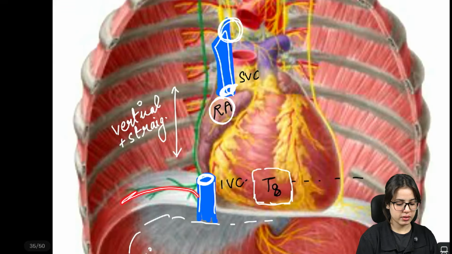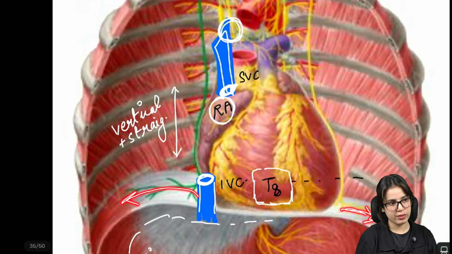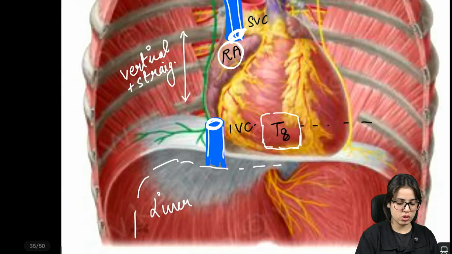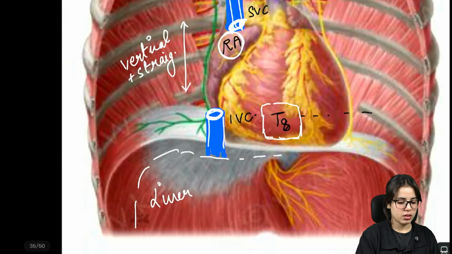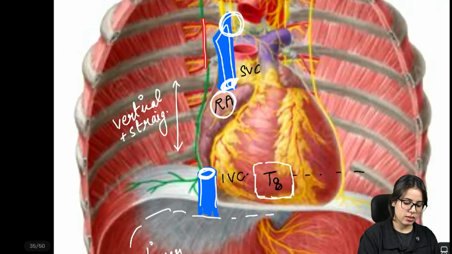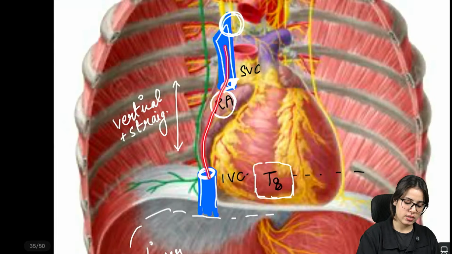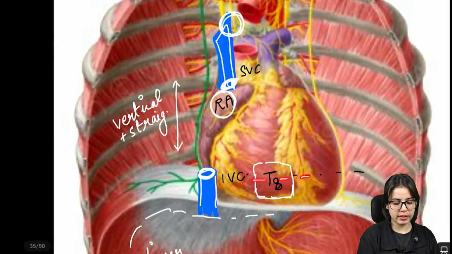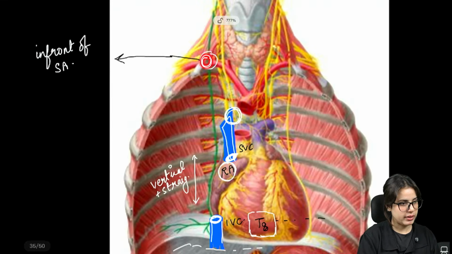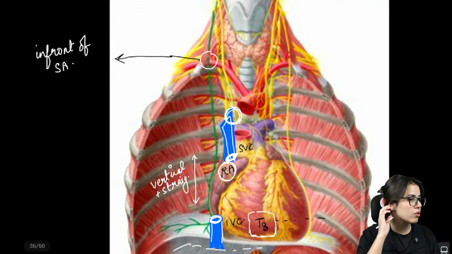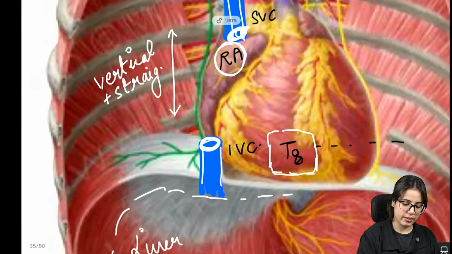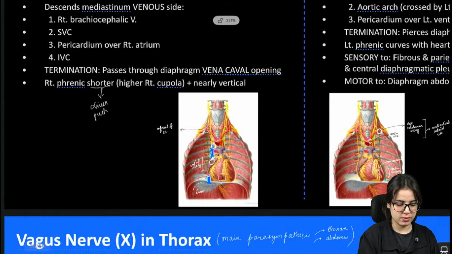This is longer as compared to the left one, left phrenic nerve. Why? Because the liver pushes the diaphragm a little bit up. So you can see that this is vertical and straight. This is important to mention. Two keywords, vertical and straight. It goes all through that and ends in the IVC at the T8 vertebra level. In front of subclavian, it starts, goes to SVC, goes straight along the margin of right atrium and ends in the IVC and deflects.